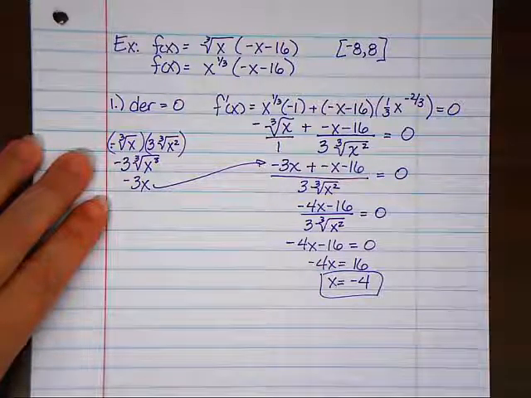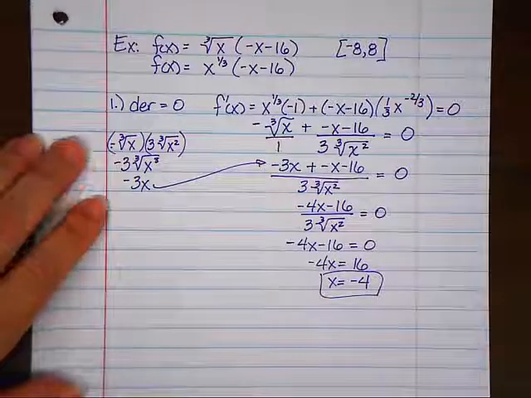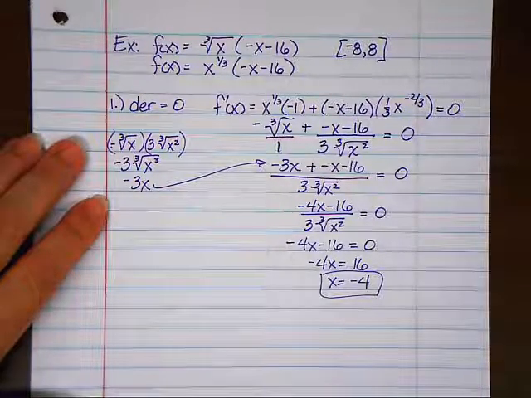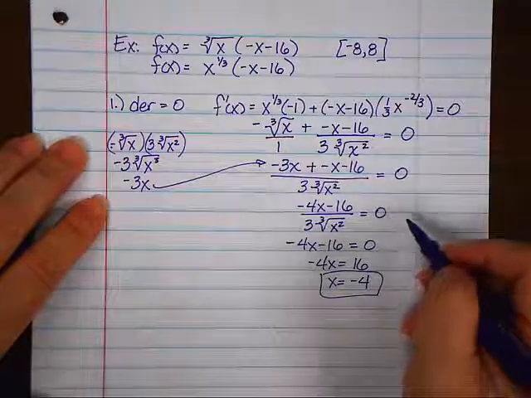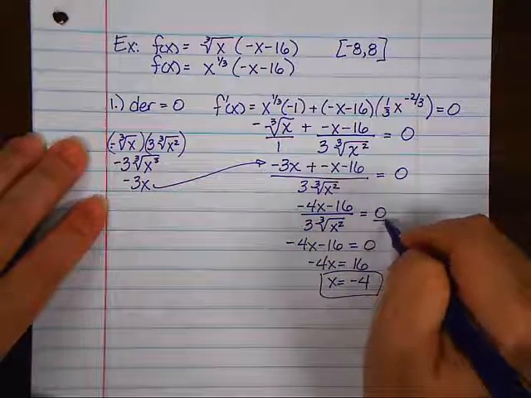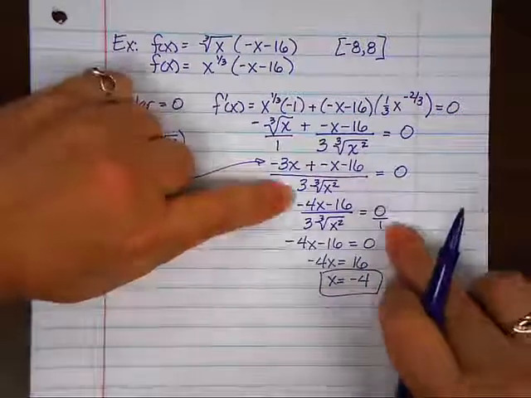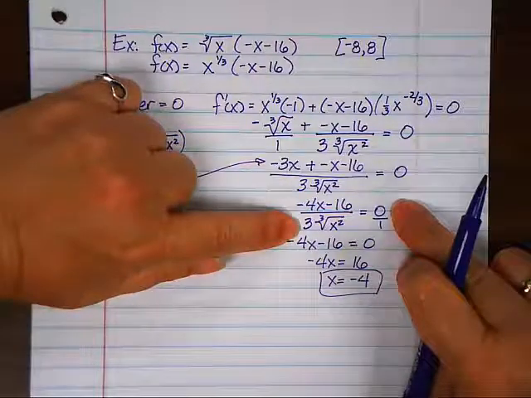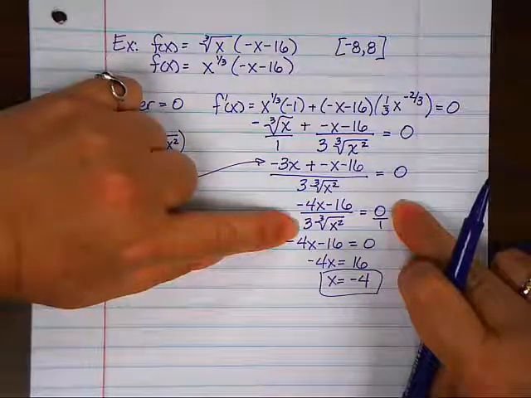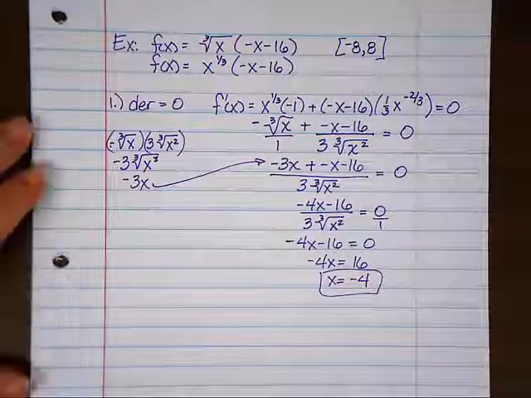If it's not on the interval, you cross it out and just write "not on interval." Okay? And you have one less point to worry about. Yes, sir? Can you explain why it's only the top? Because if I were to put this over 1, because 0 over 1 is 0, right? If you cross multiply, you'll get negative 4x minus 16 equals 0 times the denominator, which is 0. So the denominator goes away. Does that make sense? Okay.